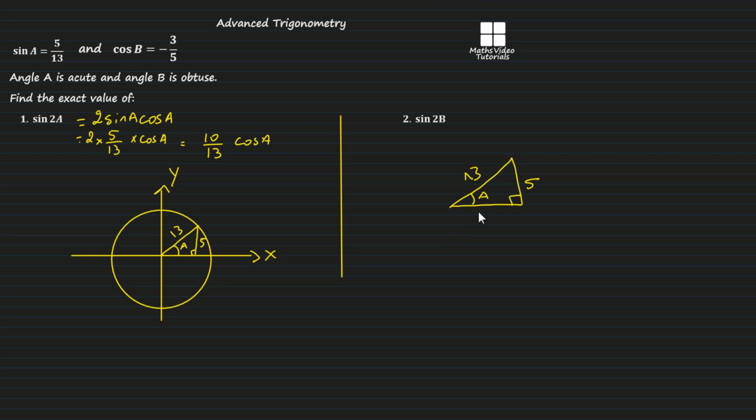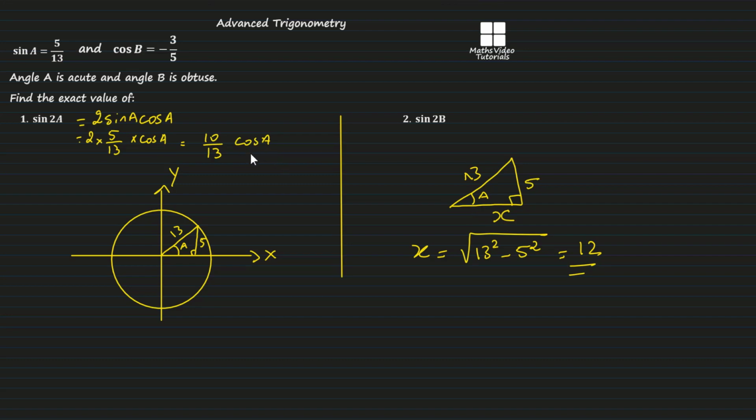All right, so I need to work out the adjacent here. How do you calculate it? Since this is a right angle triangle, we can apply Pythagoras. Instead of calling it adjacent, let's call it x. So x is going to be the square root of 13 squared minus 5 squared, and that will give us a value of 12. So we got our value x, the adjacent.